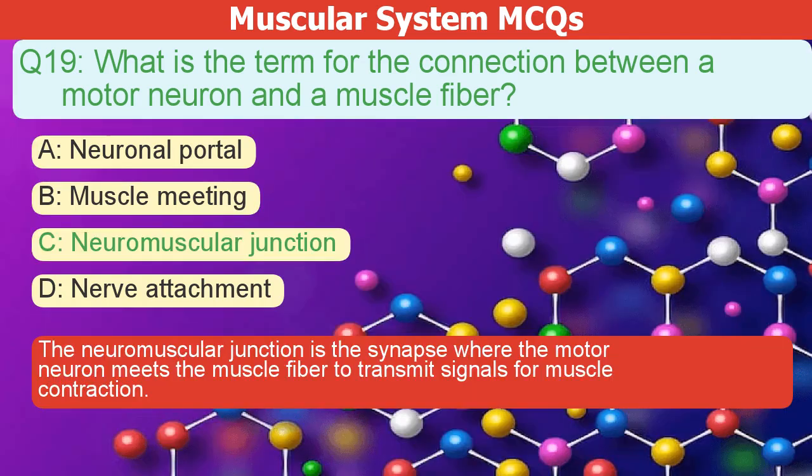The correct answer is C. The neuromuscular junction is the synapse where the motor neuron meets the muscle fiber to transmit signals for muscle contraction.